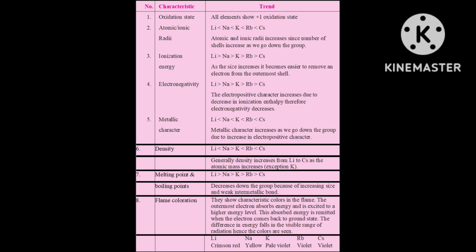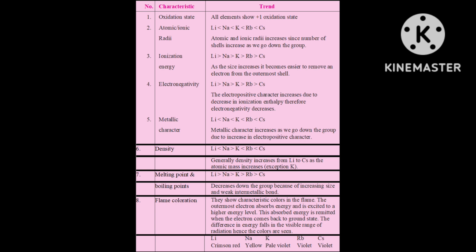Potassium now, the situation is different. It will show violet color in the oxidizing flame. All are in the oxidizing flame. It requires more energy. No, more wavelength means less energy. Keep in mind, the more the wavelength, the less the energy.